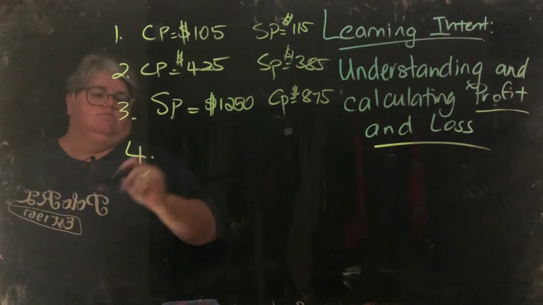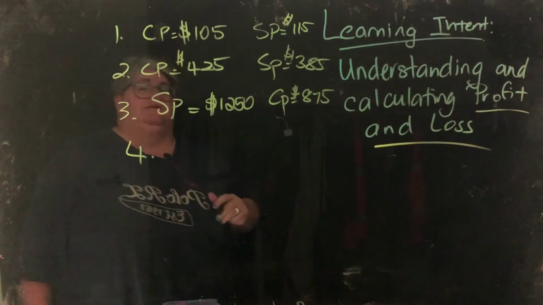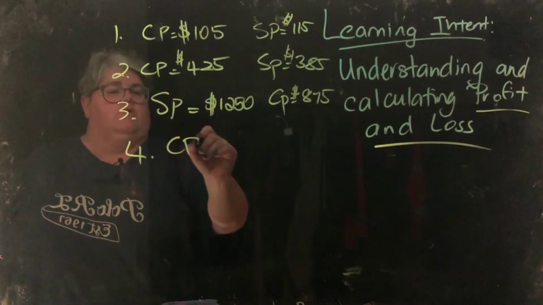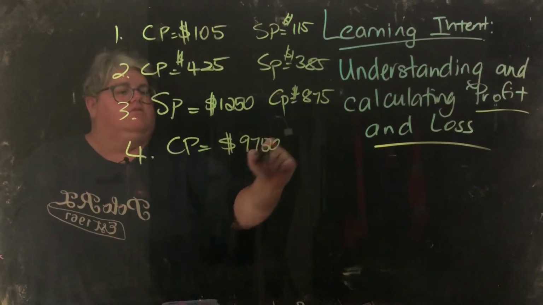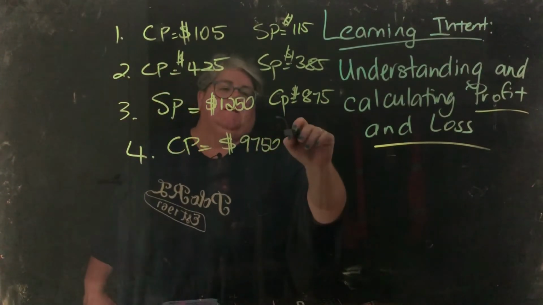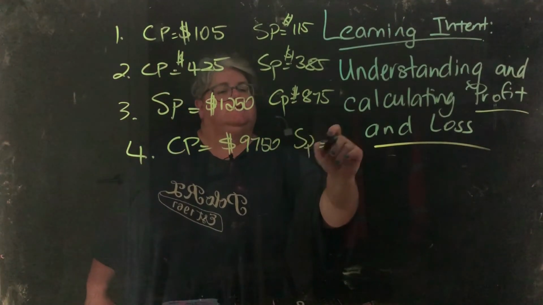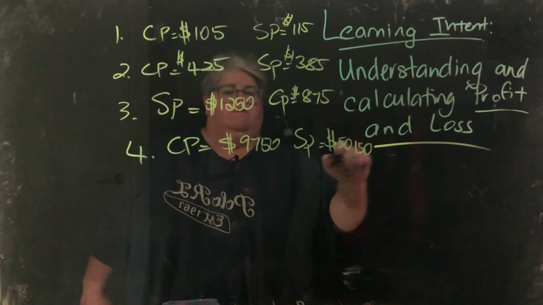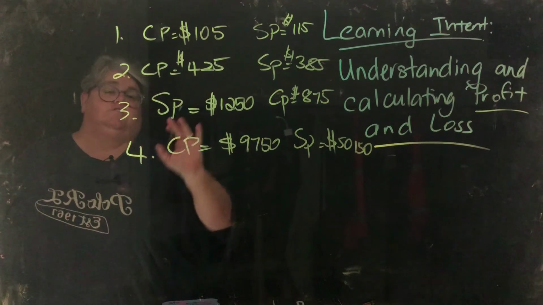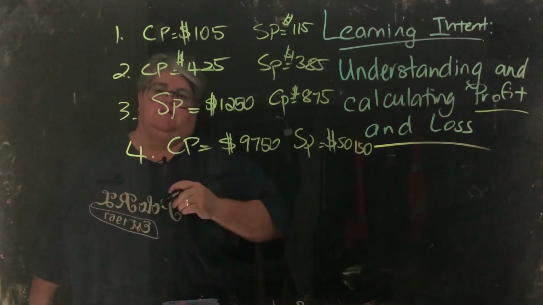And one last one, we're going to buy a car. Now in this case our cost price is going to be $9,750, but our sales price is going to be $50,150. Okay, so work those out and bring them into class.